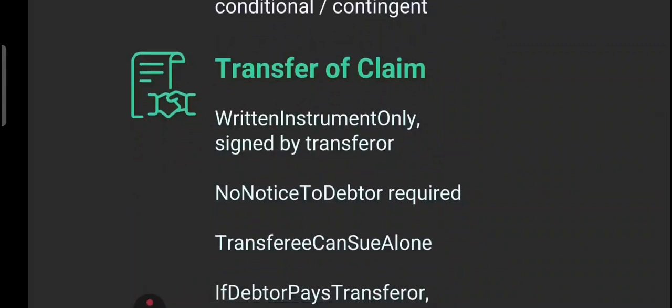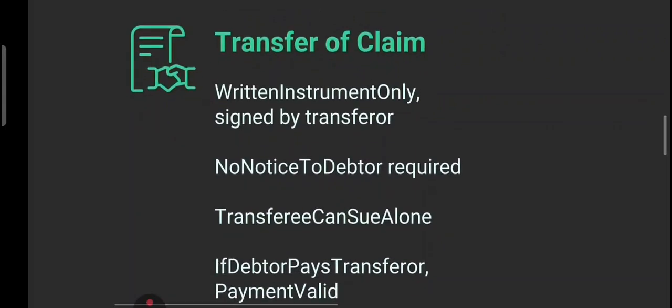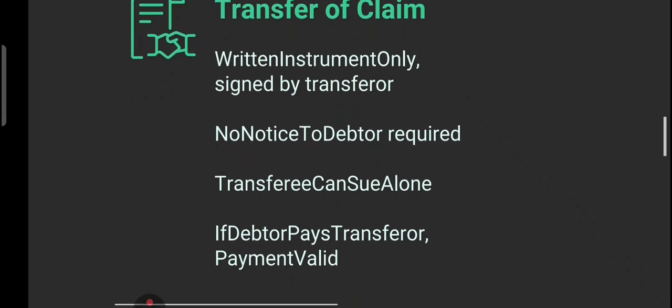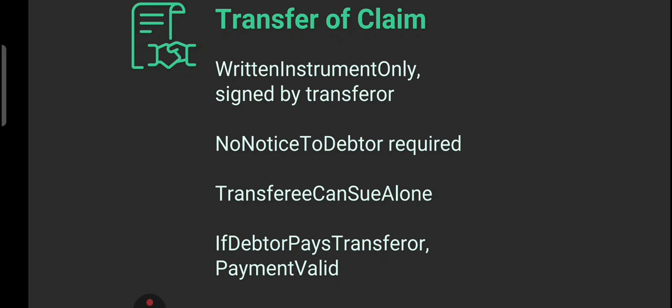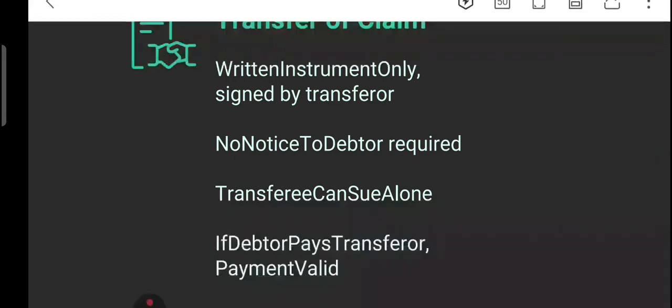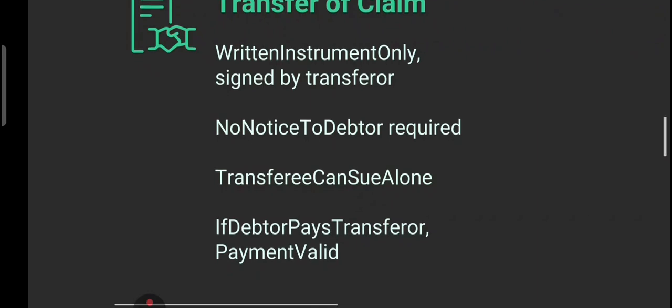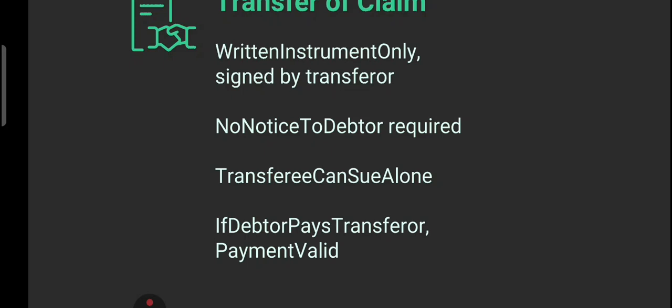Now the question is, how is it transferred? Very important. Simple. The transfer needs to be in writing, signed by the person transferring the claim. So first of all, it should be a written instrument. And who should sign it? The transferor should sign it. The transferor is the person who is transferring the claim. So key points you must remember: it should be a written instrument, it should be signed by the person transferring the claim, and no court registration is required. Even better, there is no need to inform the debtor.